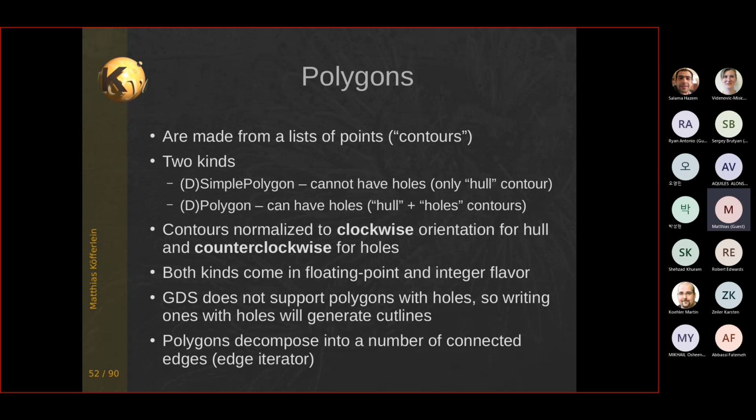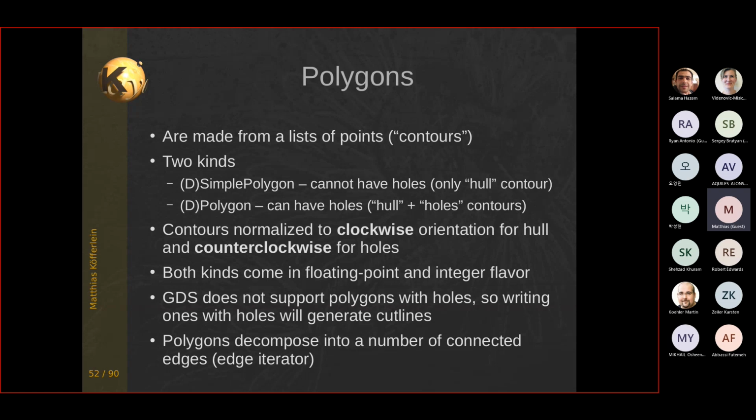GDS doesn't have polygons with holes. So you can generate these objects inside KLayout. If you write them to GDS, KLayout will produce a cut line, so it will go around the polygon, then go into the hole, making a small connection line, go around the hole, go back outside, and go back on the outer contour of the polygon. That imposes some manipulation of the original polygon, which is usually safe to do.